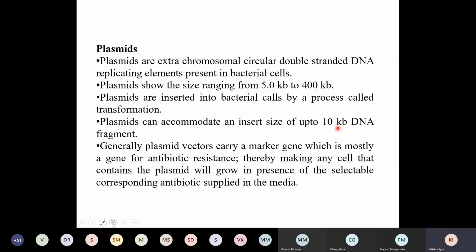Most plasmids carry a marker gene, as I told you, like for ampicillin resistance, which allows the bacteria that contains the plasmid to grow in the presence of that antibiotic.